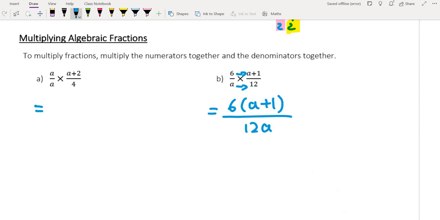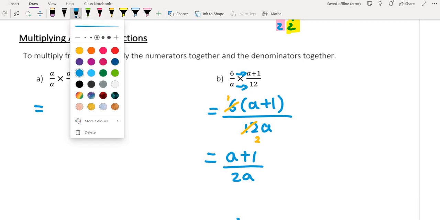And then what you can do right away is cancel these two out. So 6 goes in here once, 6 goes in here twice. So you have a plus 1 over 2a, and that's as much as you can do for this one.